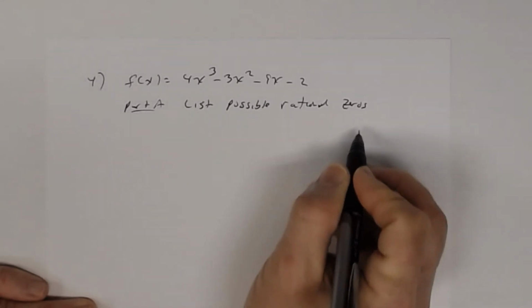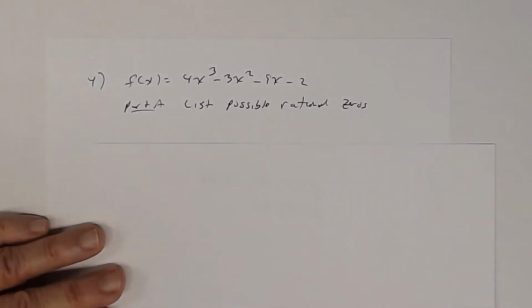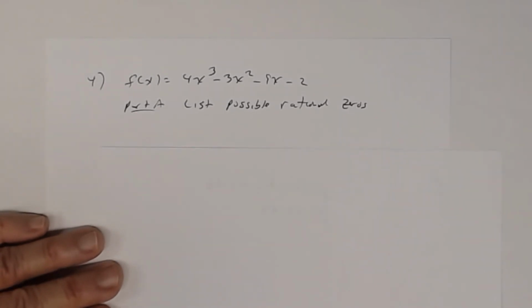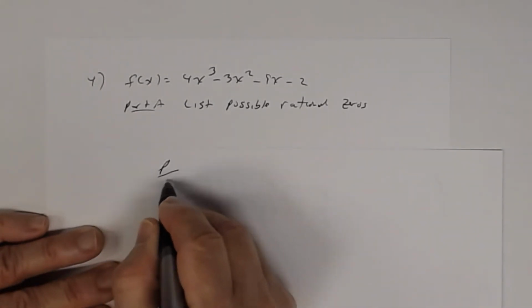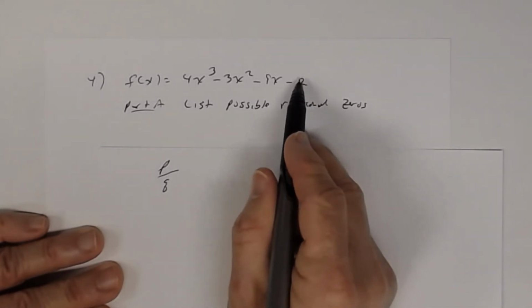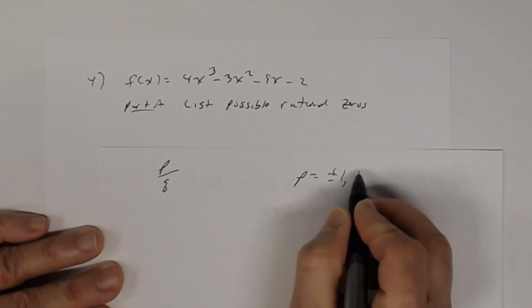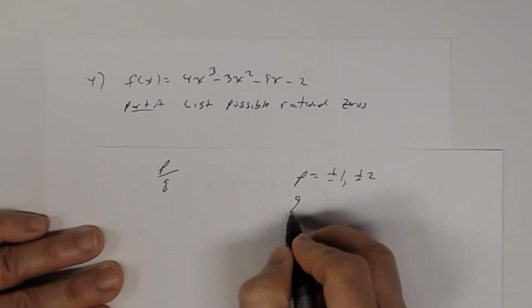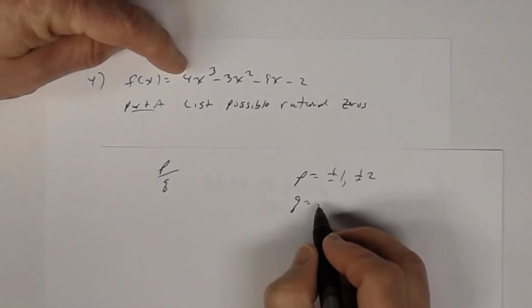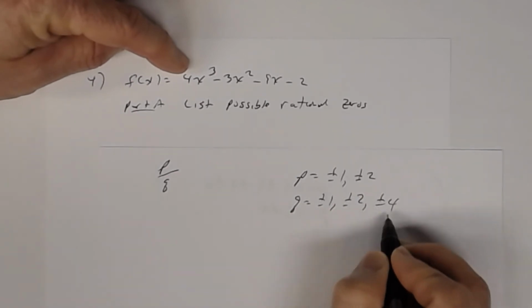To do that, remember that it's P divided by Q. P are the factors of your constant term, which is negative 2, so it's plus or minus 1, plus or minus 2. And Q would be the factors of your leading coefficient, which is 4, so it'll be plus or minus 1, plus or minus 2, plus or minus 4.